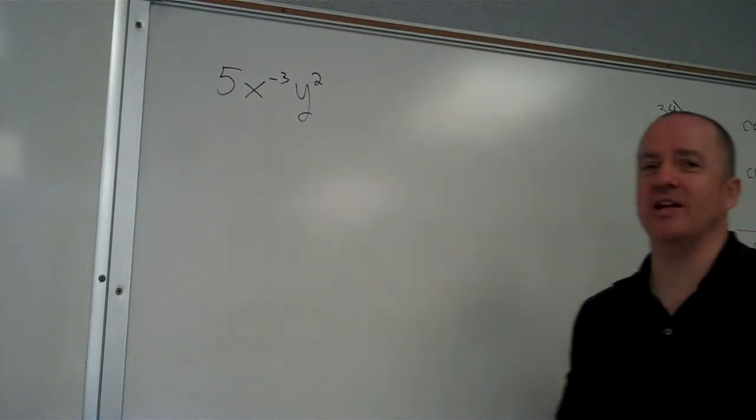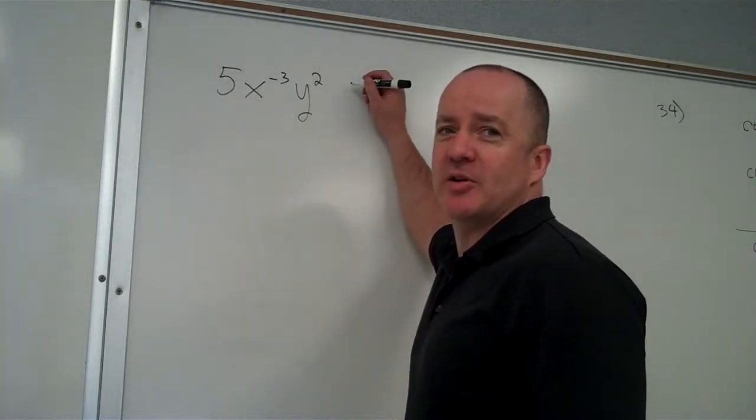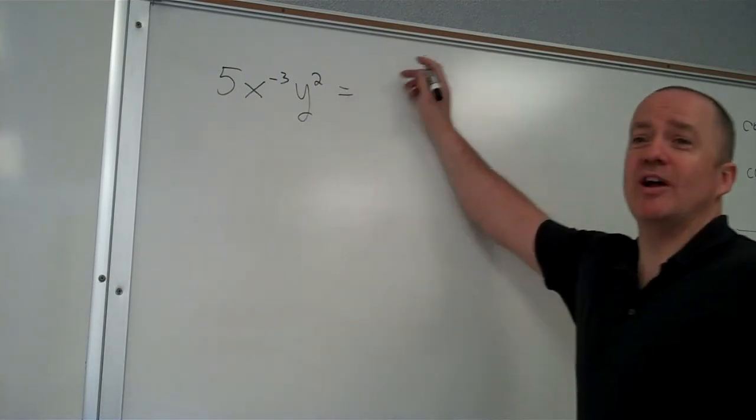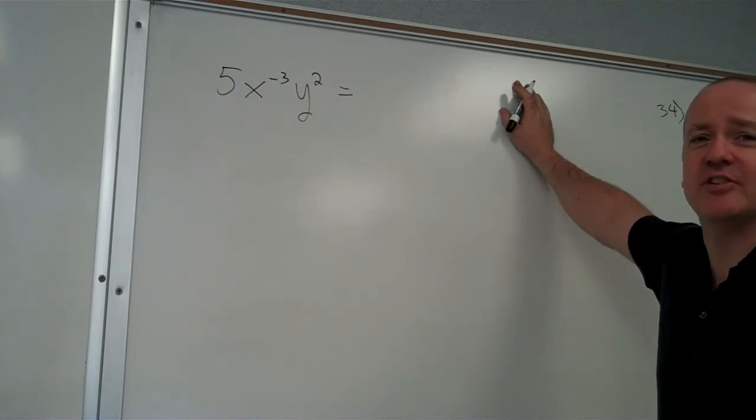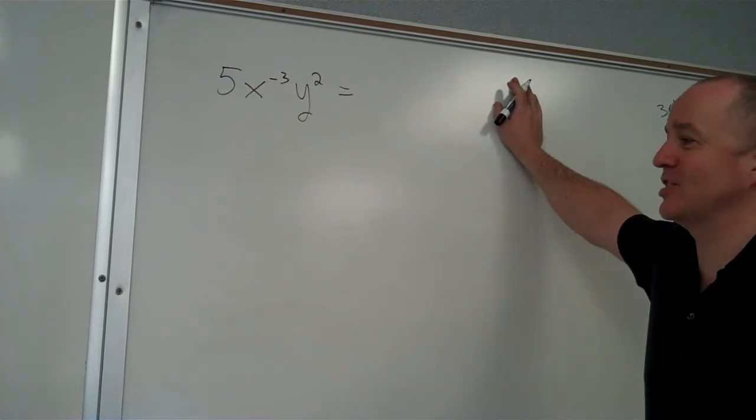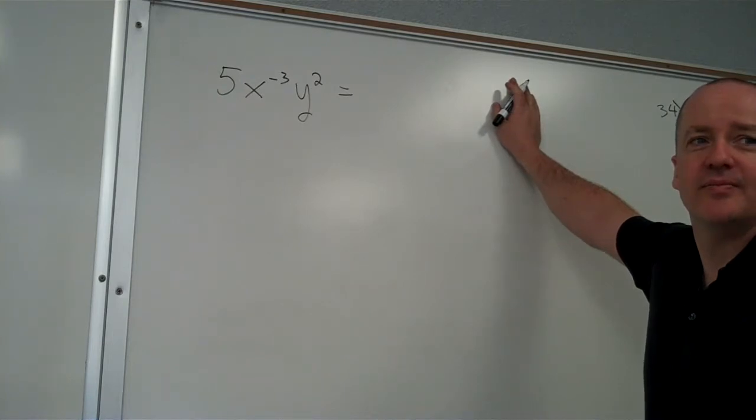5x to the negative 3 y squared. Rewrite this without any negative exponents. Sure. Okay. What was the question? Rewrite this without any negative exponents. So where does the x to the negative 3 have to go? Oh, wait, where? On vacation? No, not on vacation. Flip it. Flip it how? I don't flip it. Oh, flip the I know.